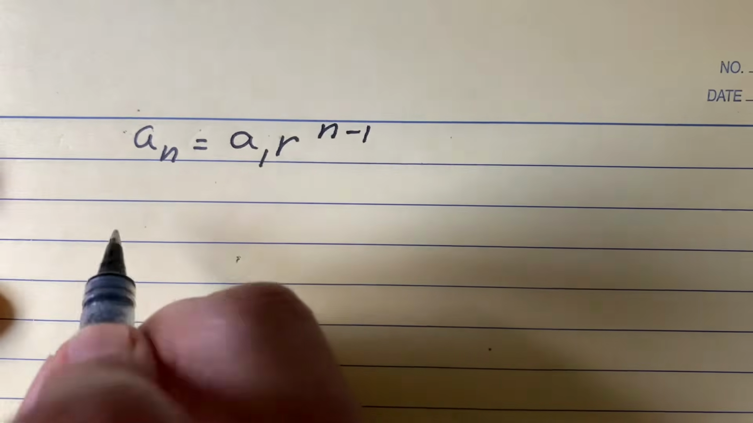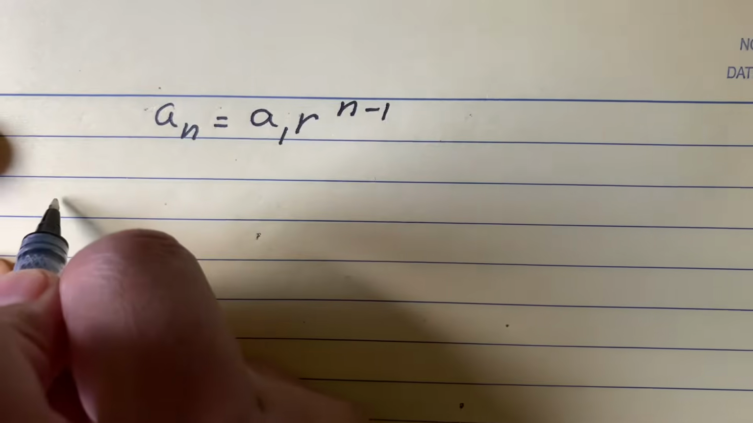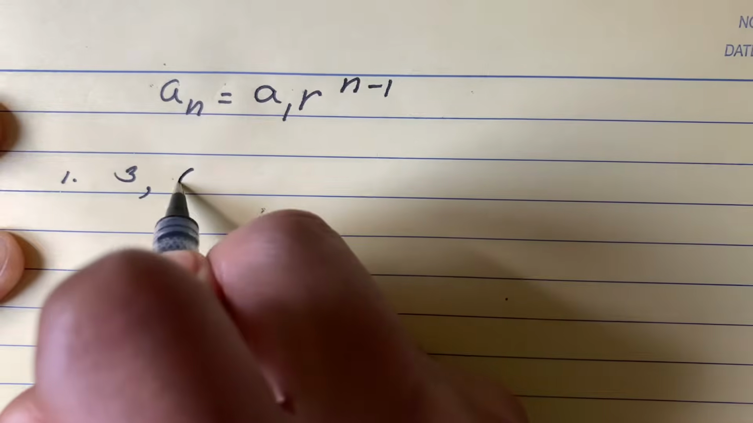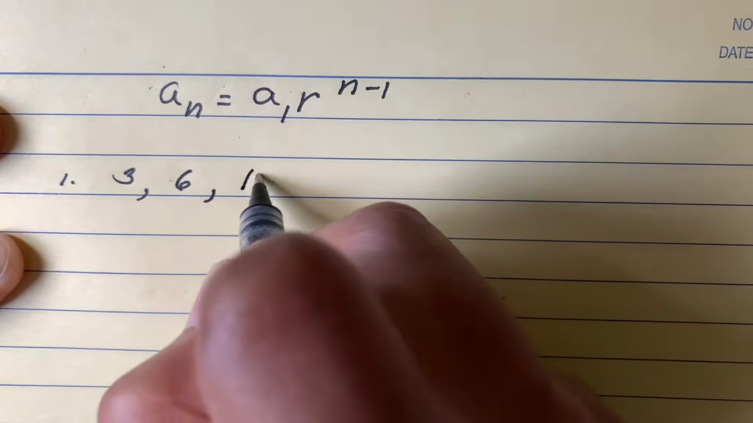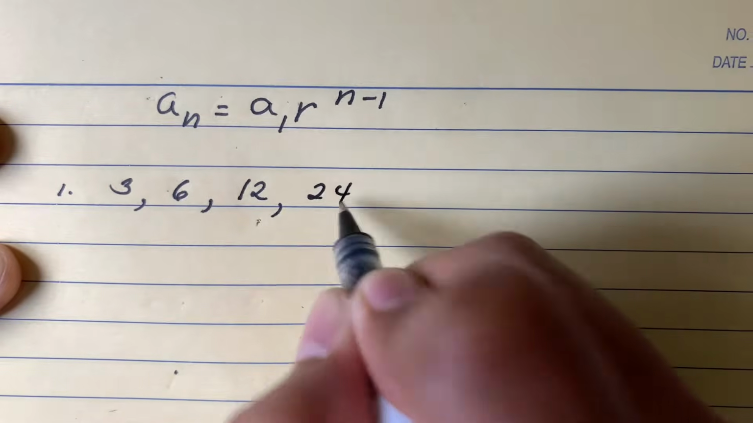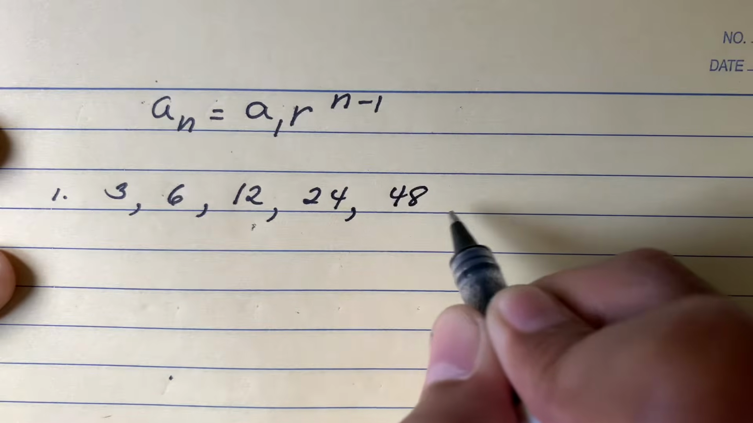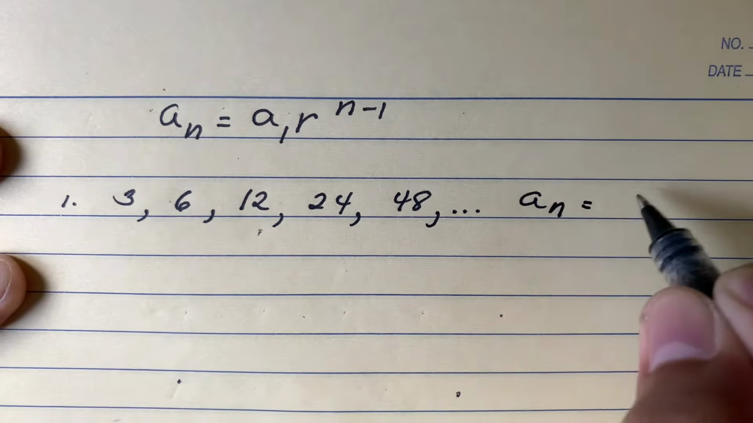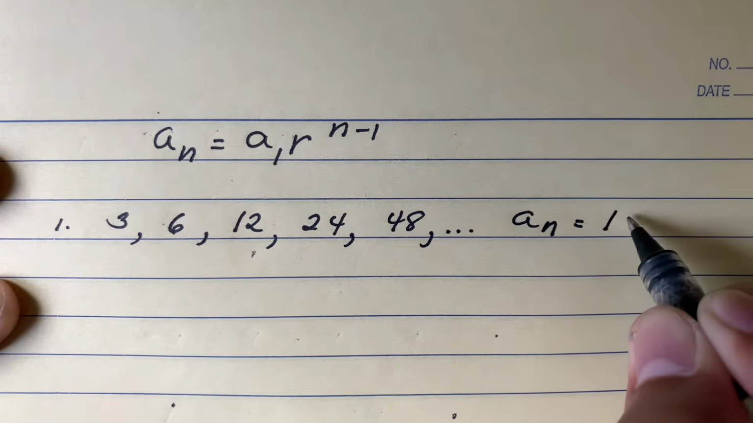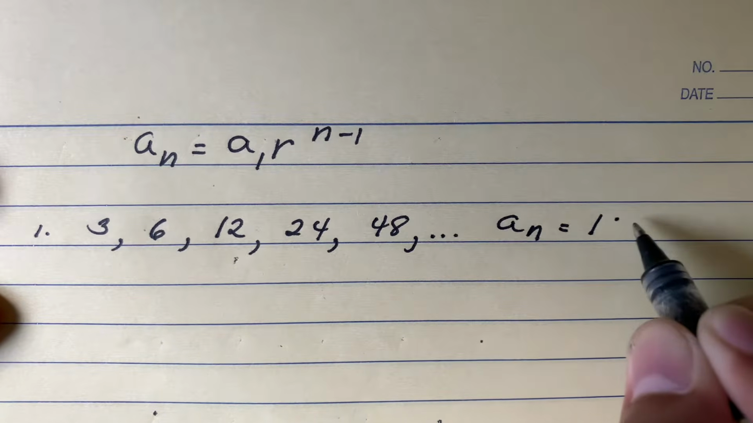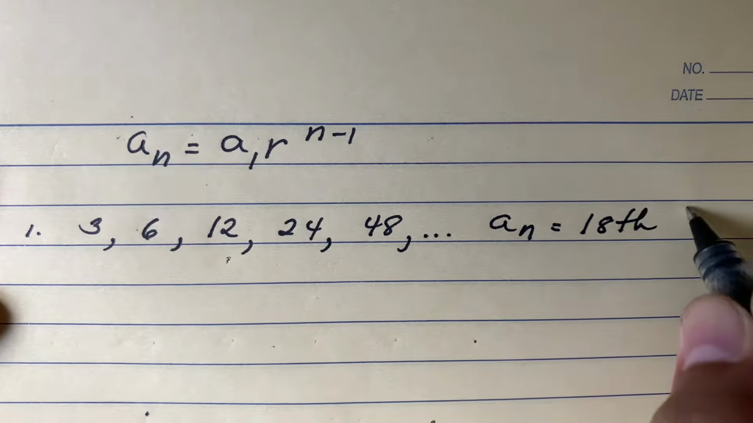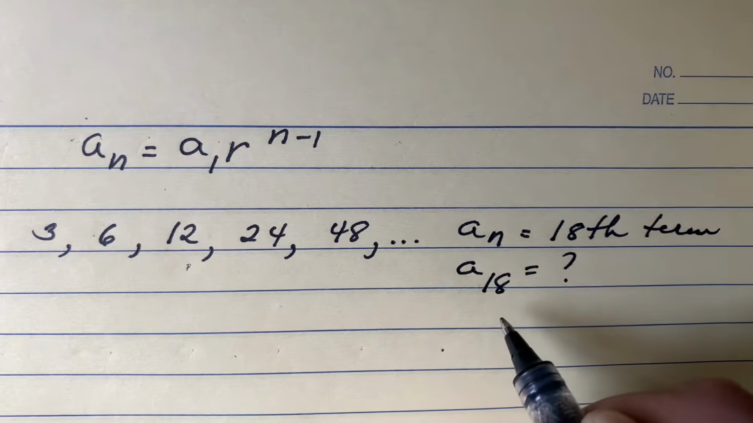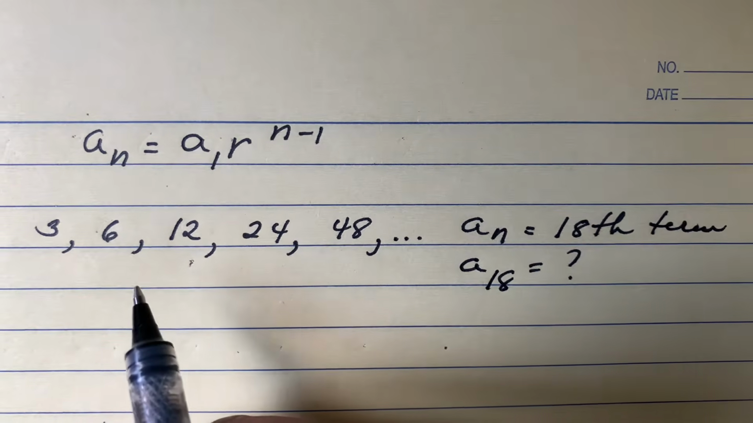Okay, so let's have an example. Let's say we have 3, 6, 12, 24, 48, and so on and so forth. But you are asked to look for, let's say, the 18th term of this. We're looking for a sub 18. We're going to look for the 18th term of this given geometric sequence.